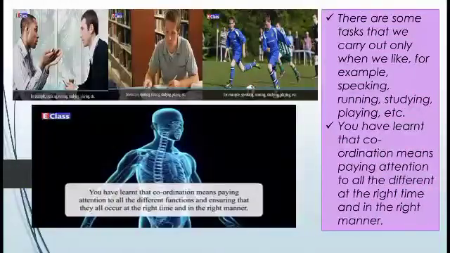Now we know that different functions or different systems are working accordingly, and they're helping each other to work in a proper manner. But there are certain tasks that are carried out only as per your wish or your liking. If you like to do that task, you will do it. Otherwise, your answer is no.